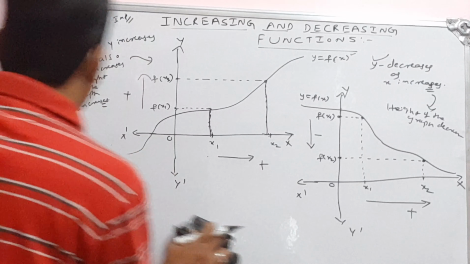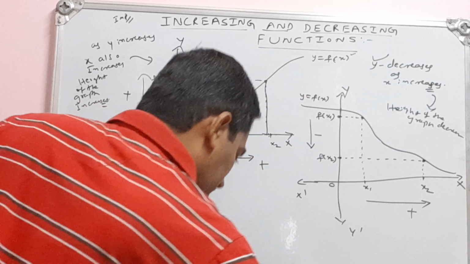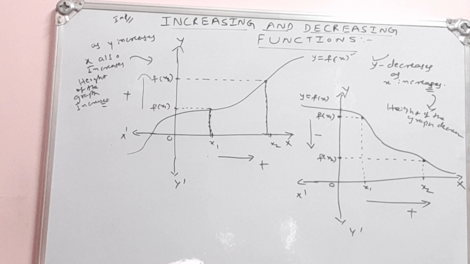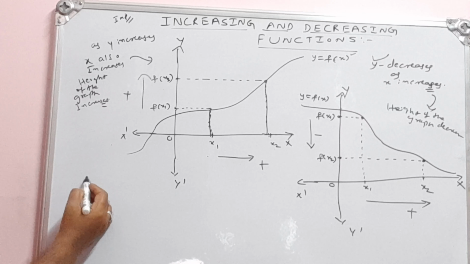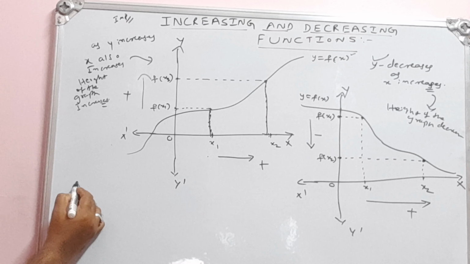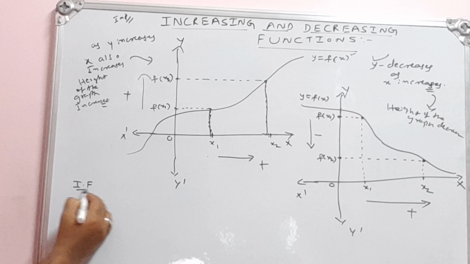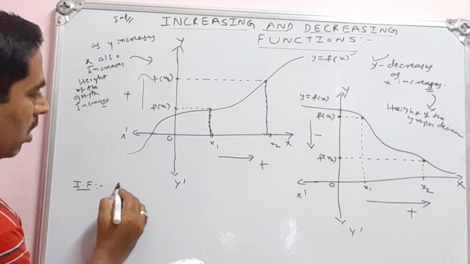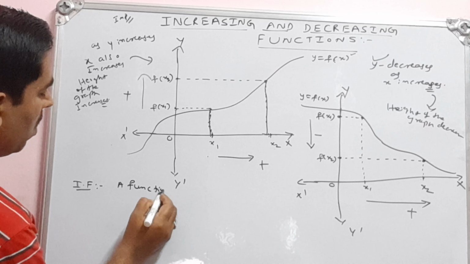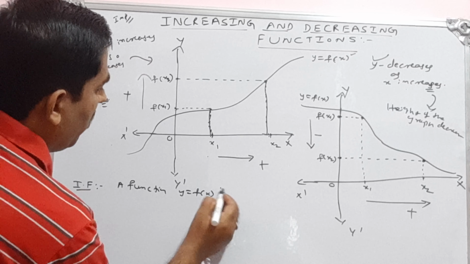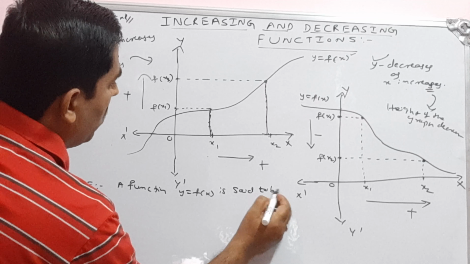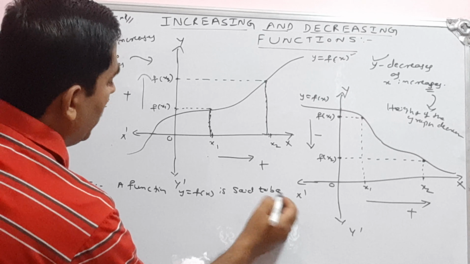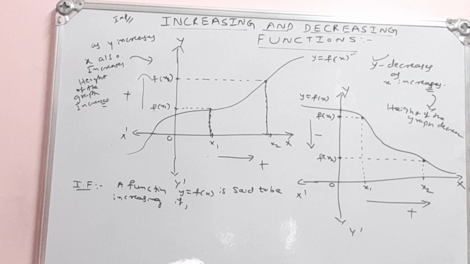Let me write the definition here. How can the definition be written? Increasing function and decreasing functions. First one, I will write IF, increasing function. How do you write this increasing function? A function y equals f of x is said to be increasing.